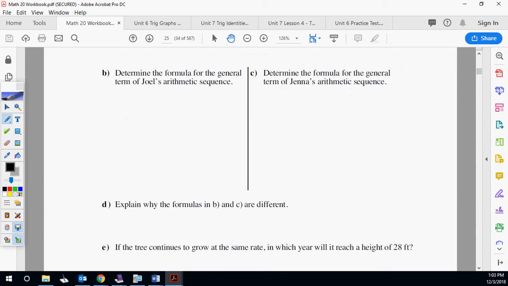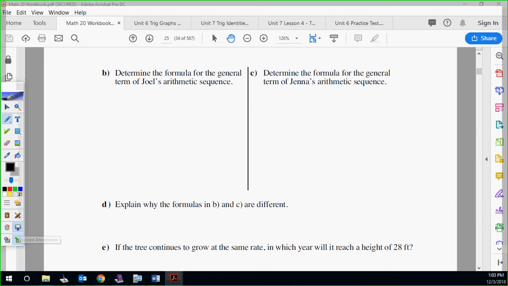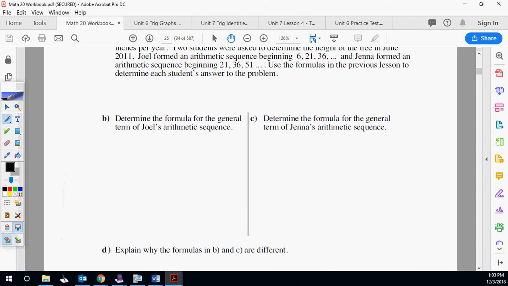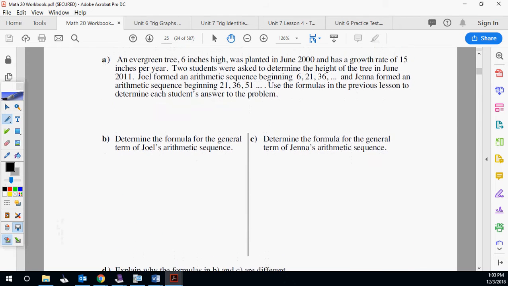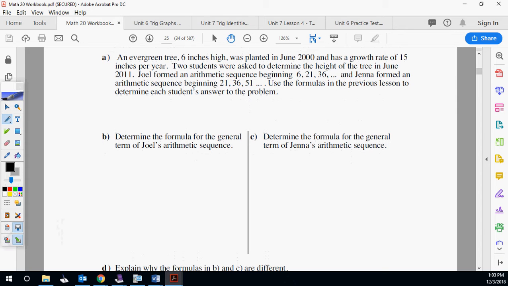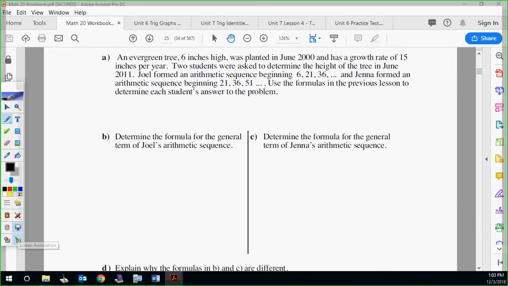Let's go back to part A real quick. I skipped A, didn't I? What A was saying is: use the formulas of the previous lesson to determine each student's answer to the problem. So Joel would do this. His A is 6, his common difference is 15, and his N is 12.